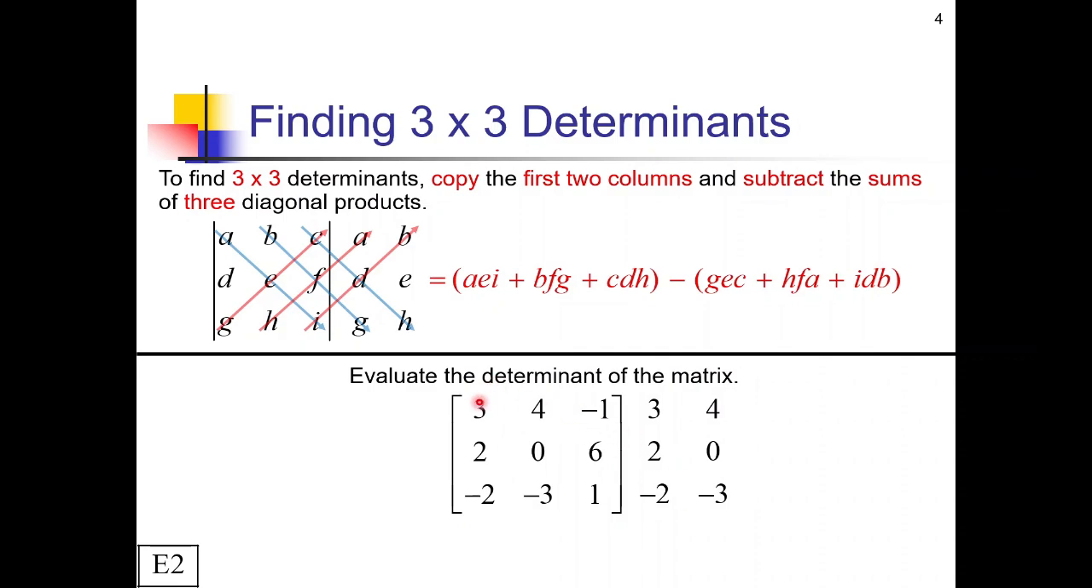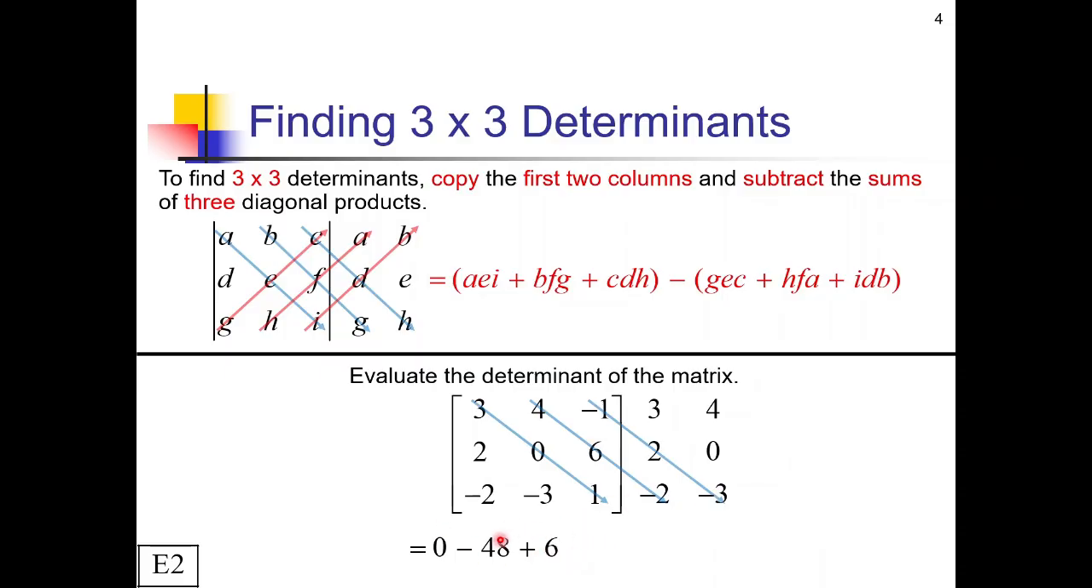So we've got 3 times 0 times 1. That's going to be 0 because we have a 0 being multiplied in there. So that's kind of nice. Next, this one, we've got 4 times 6 times negative 2. That's 24 times negative 2, so negative 48. And next, we've got negative 1 times 2 times negative 3. That's going to be positive 6.